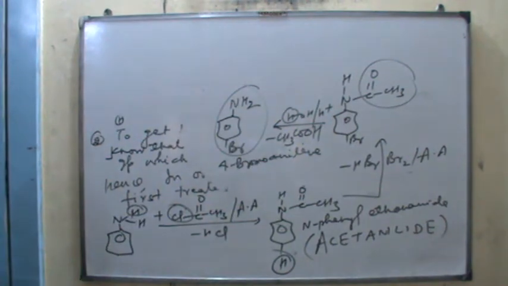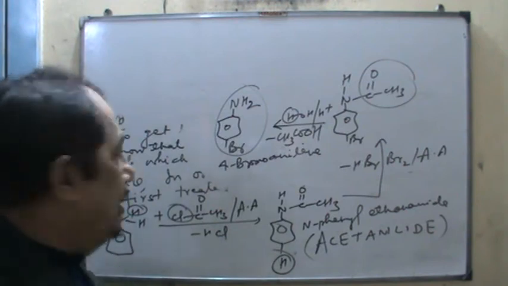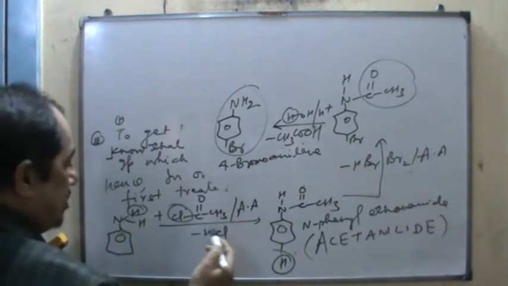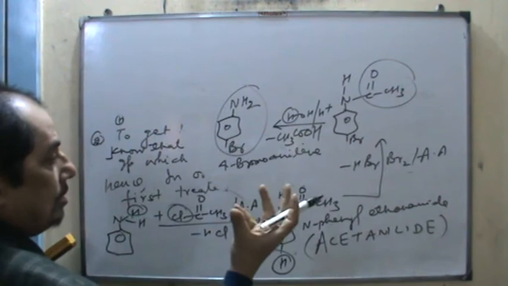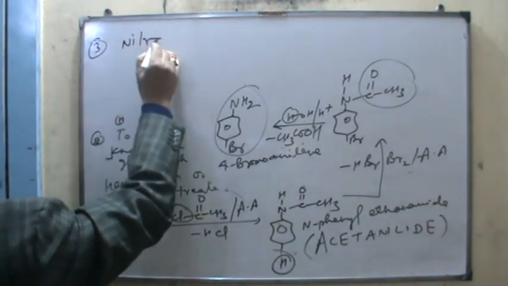So this is the bromination, but not the bromination in aqueous medium. It is the non-aqueous medium, in case of which little traces of pyridine act as a poor base. Now third is the nitration.